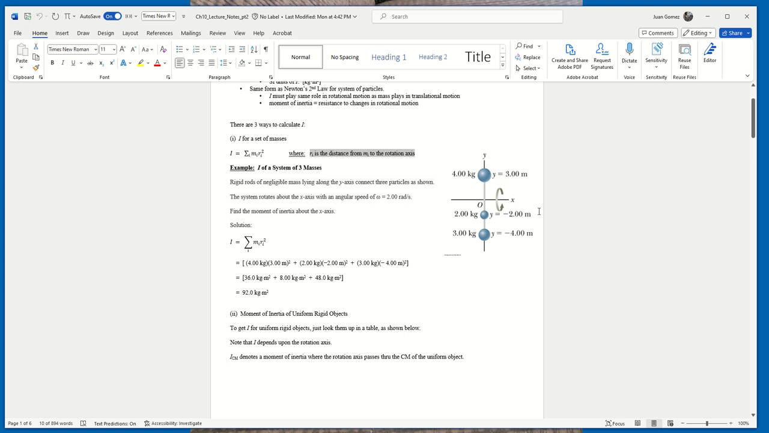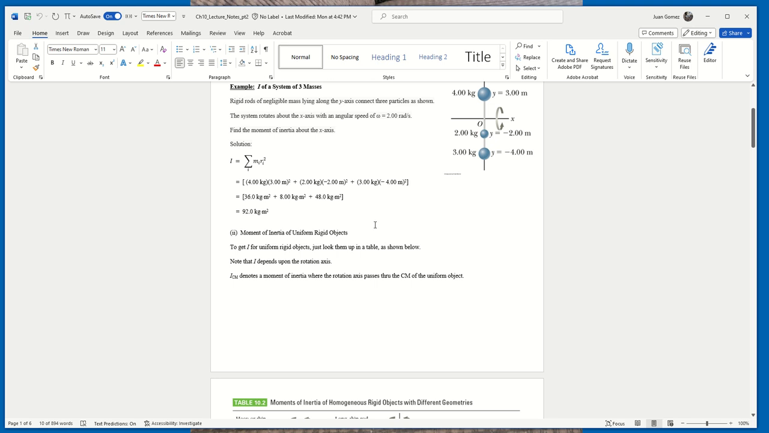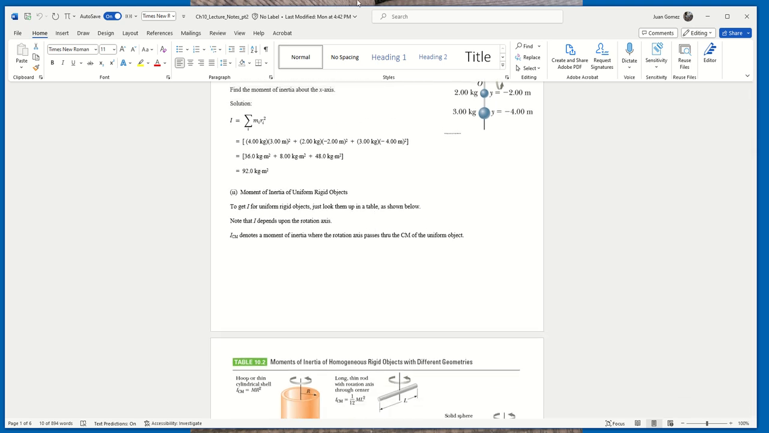So m_1 is a distance of 3 from the axis, or from the pivot. Everything's in MKS. m_2 is a distance of -2 from the pivot, but it's squared anyway, so it doesn't matter. m_3 is a distance of -4 from the axis. But it's m_i r_i squared. So for one mass free to rotate relative to a pivot, I would be m r squared. Now, more complicated is the moment of inertia of uniform rigid objects.